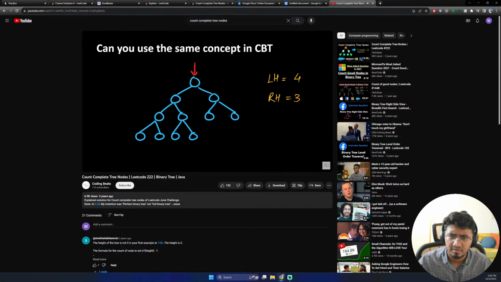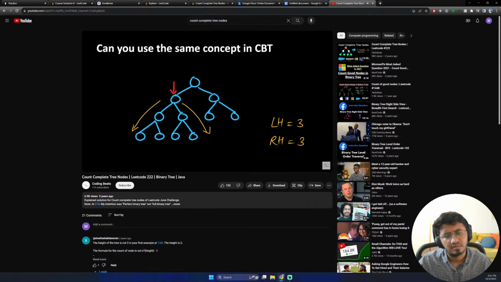So I will do two recursive calls, one to the left and one to the right child. First I will go to the left, then again find the left height of the leftmost branch and the right height of the rightmost branch, and see whether they are equal. Yes, they are equal. That means it is a full binary tree, so I can directly count the total number of nodes in this subtree. I will return 7 here, 2 to the power 3 minus 1.